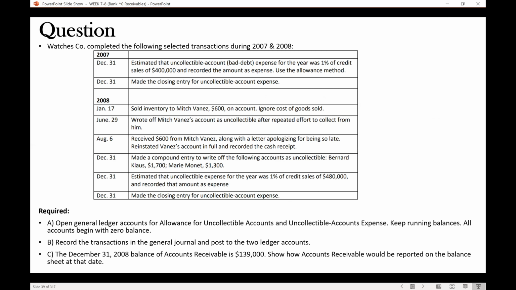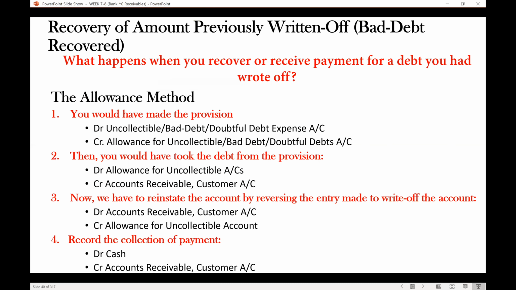So this would have been 7 months. He said, all right, he's apologizing. He wrote you a letter and he's making the payments. So what we have to do is reinstate his account in full and record the receipt of cash. And how do we go about doing that? First, we have to reinstate, to reverse the write-off that we did. And to reverse the write-off, let's look at what that looks like.